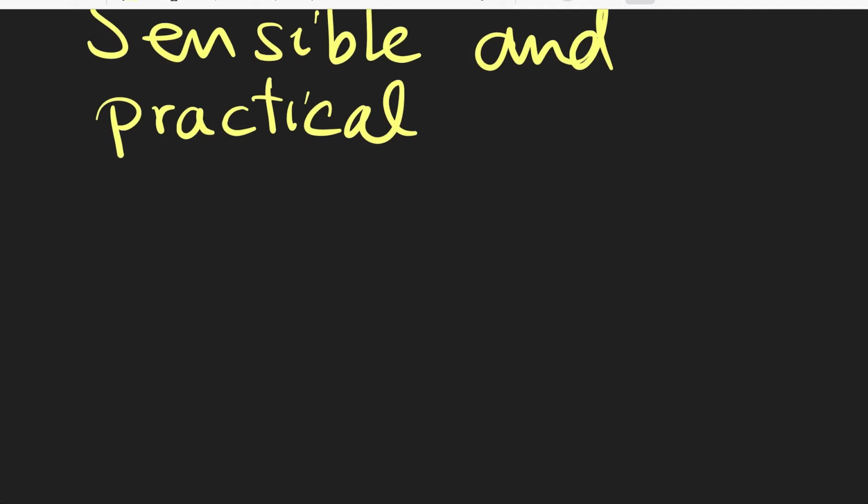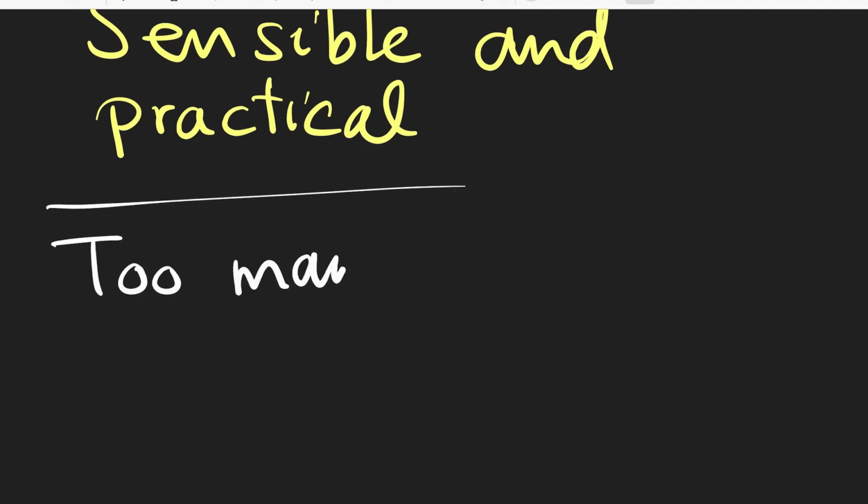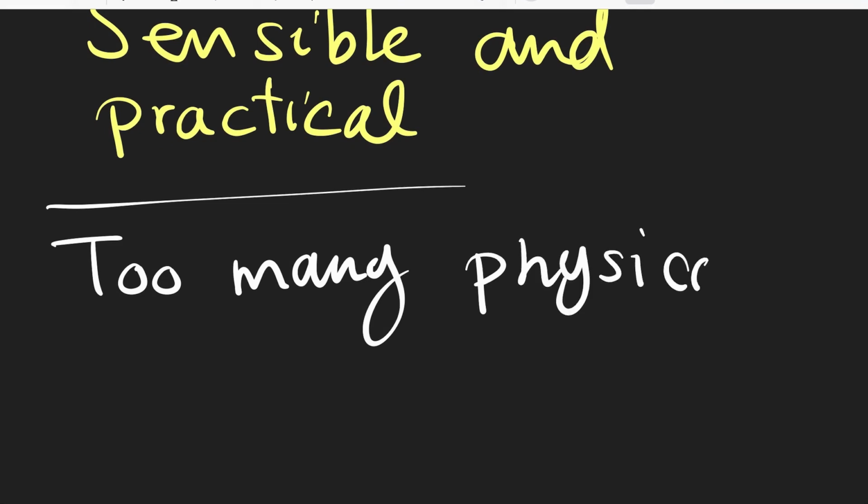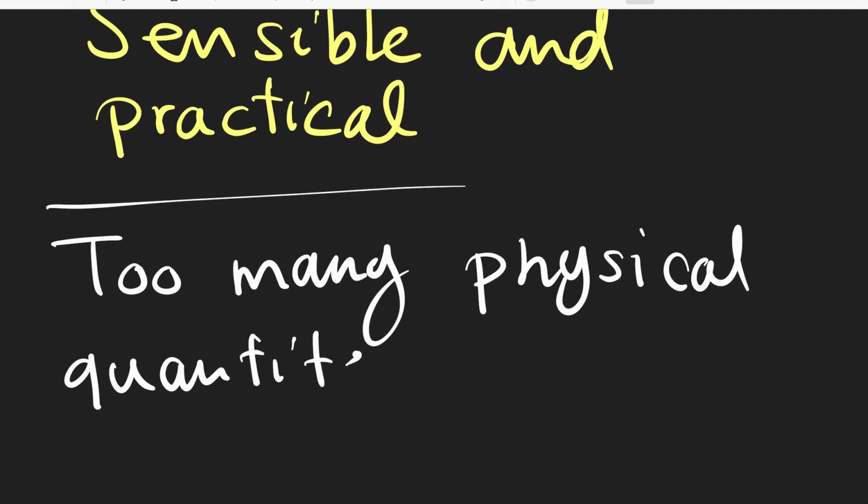Now there is a problem. We have too many physical quantities. So in that case, should we define a standard for each one? Fortunately, most physical quantities are not independent.